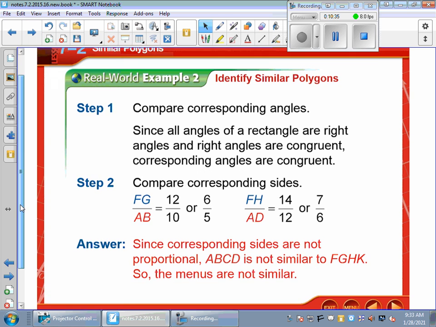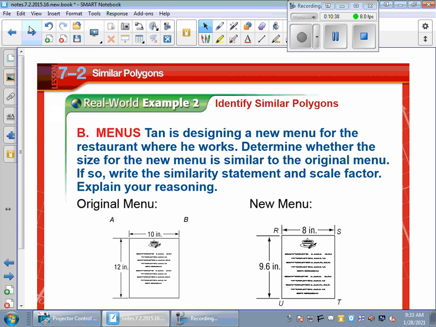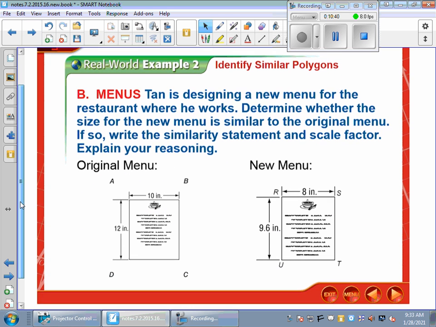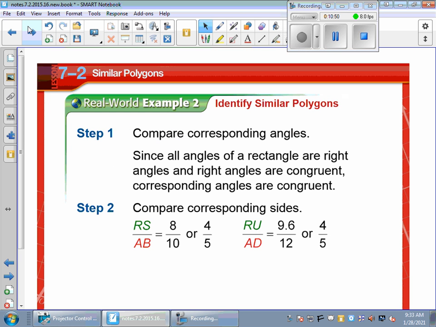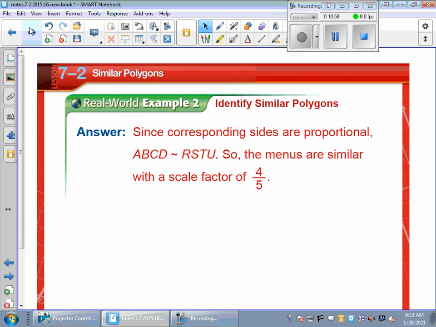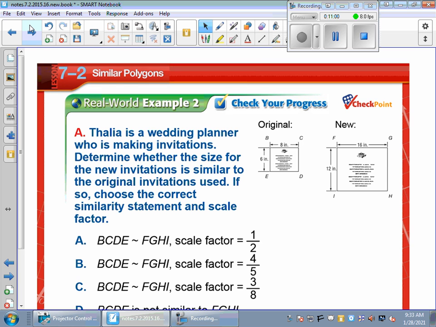This walks through the same set. Just let you read through that on your own. You can pause that. Let's take a look at this one. Same idea, same concept here with menus. You can try that one on your own if you want. There you go. There's an answer key here. Those did match up. So those two are similar with a scale factor of 4 to 5.